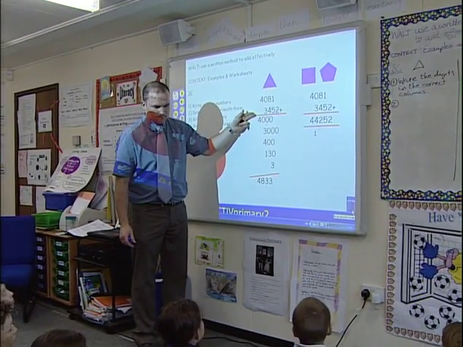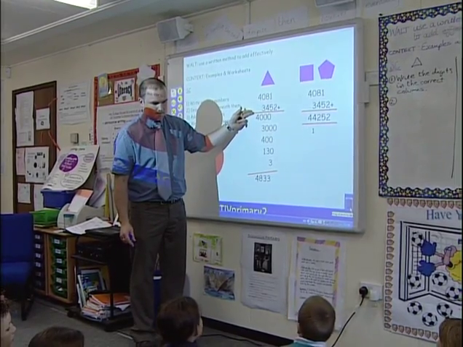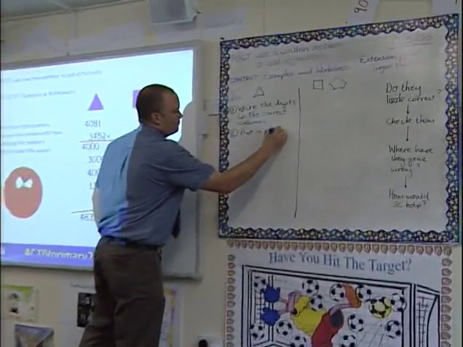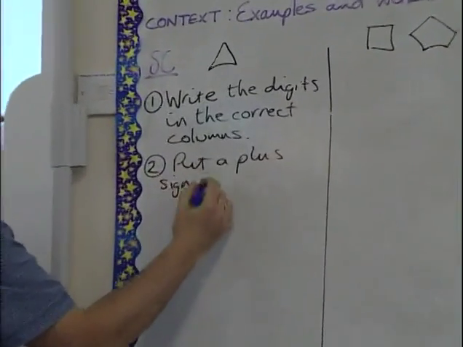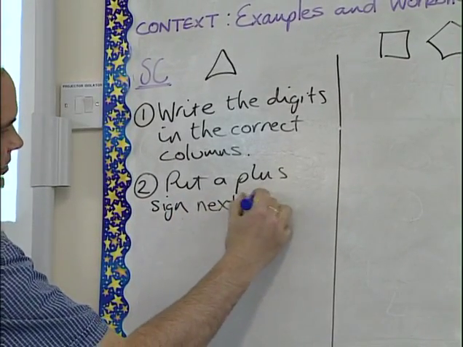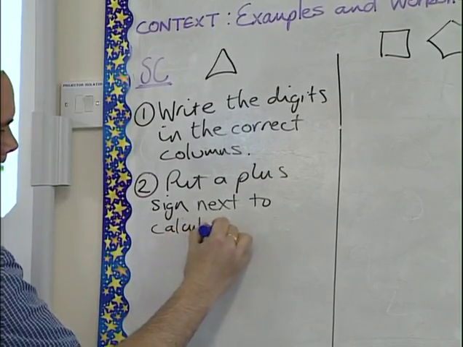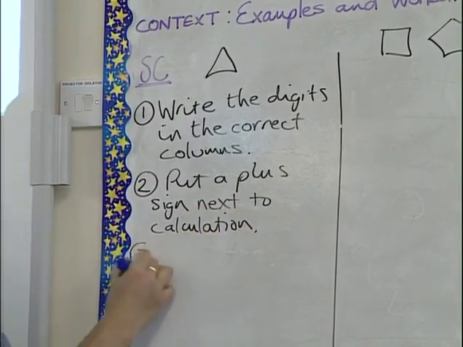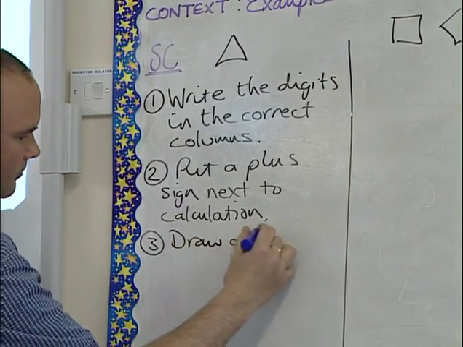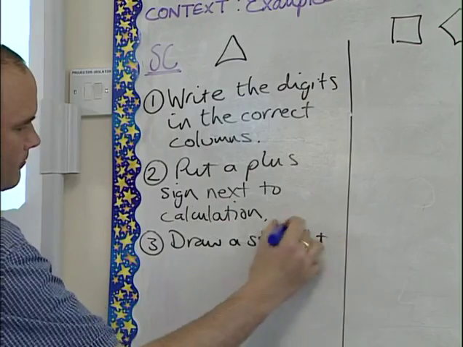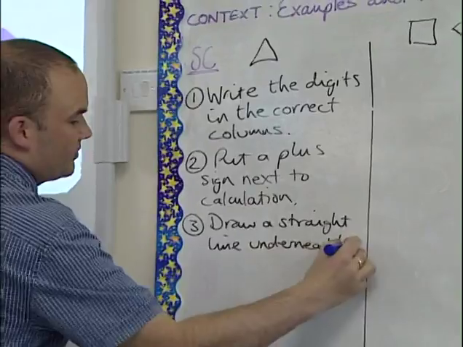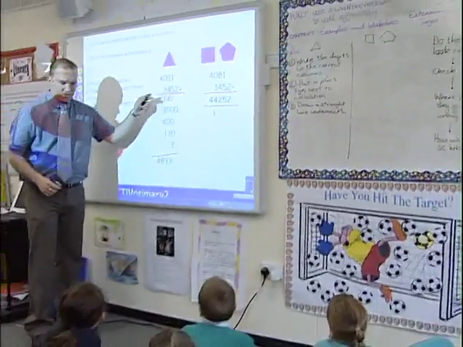Jake, what do you reckon? You should put a plus sign next to the question. Okay, so put a plus sign next to the calculation. Good. Like it. And then put a line underneath. What sort of line? Like a straight line underneath, so that you know that you're going to start adding up. Good. I like that. So drawing the straight line underneath is like a signal for you to start adding up.